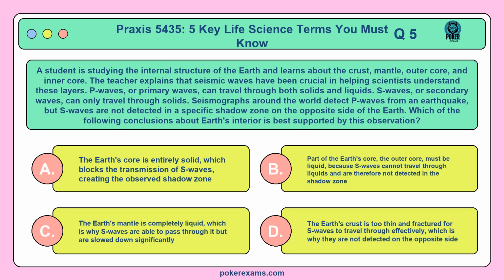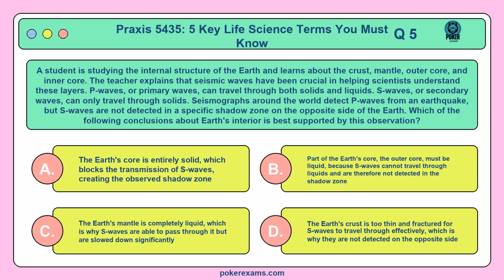Question 5. A student is studying the internal structure of the Earth and learns about the crust, mantle, outer core, and inner core. The teacher explains that seismic waves have been crucial in helping scientists understand these layers. P waves, or primary waves, can travel through both solids and liquids. S waves, or secondary waves, can only travel through solids.